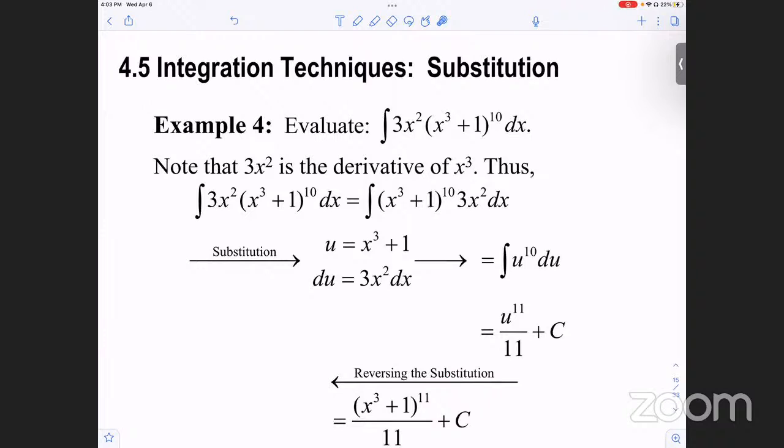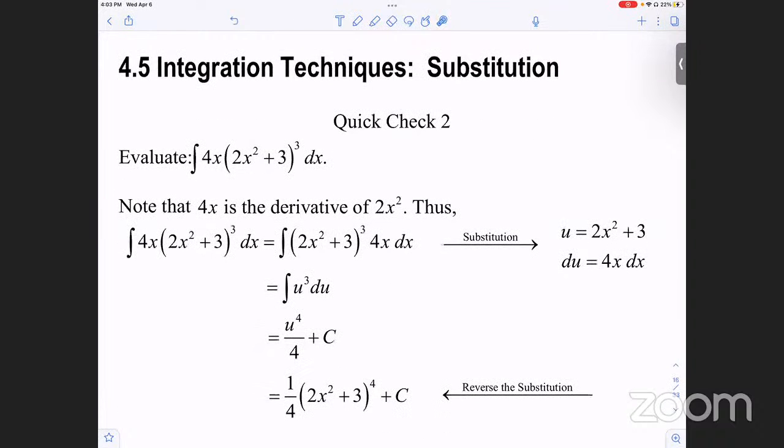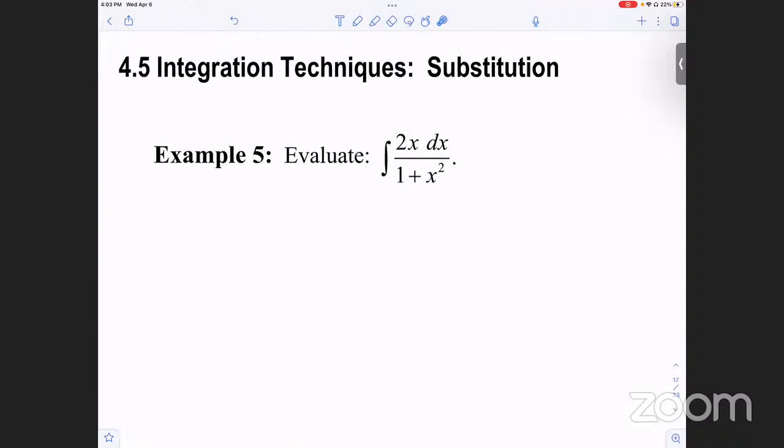So they made their substitutions, and you can see here they got the same result that we got. The integral of u to the power of 10, you do your integration, then you undo the substitution. So you work it back as an exercise. The challenge with these is just finding the proper u.